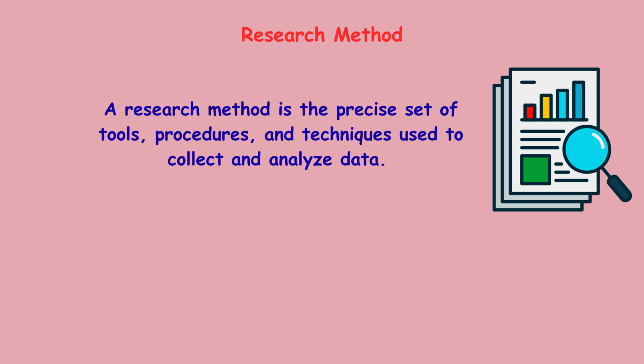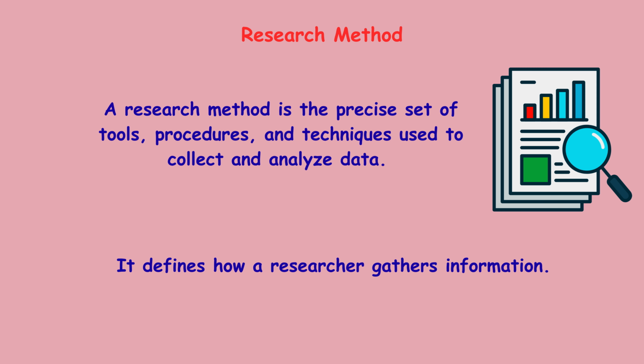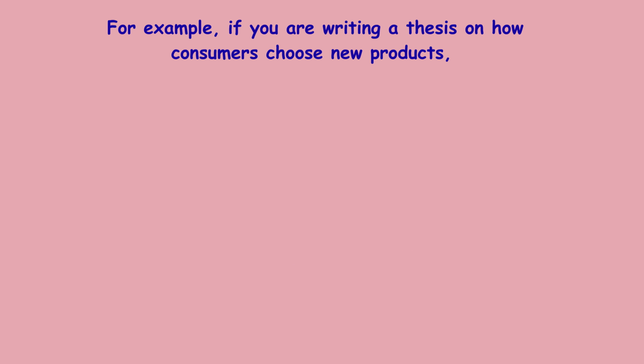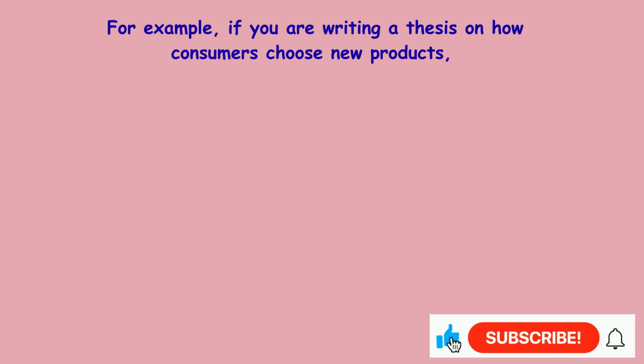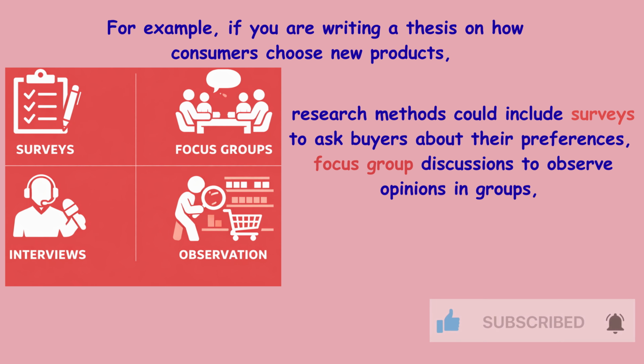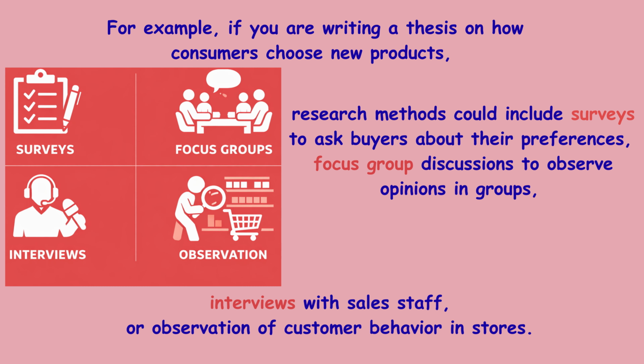Research method. A research method is the precise set of tools, procedures, and techniques used to collect and analyze data. It defines how a researcher gathers information. For example, if you are writing a thesis on how consumers choose new products, research methods could include surveys to ask buyers about their preferences, focus group discussions to observe opinions in groups, interviews with sales staff, or observation of customer behavior in stores. Methods are practical and action-oriented.